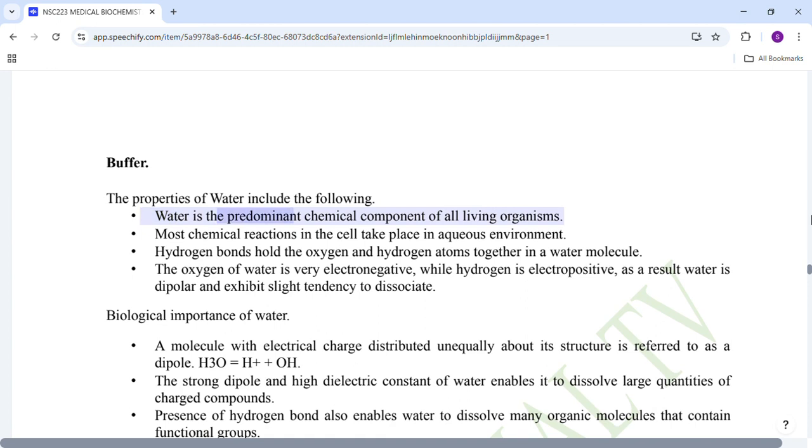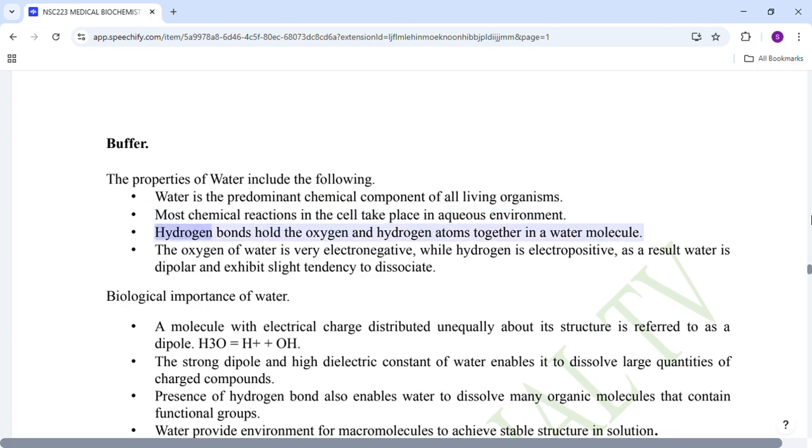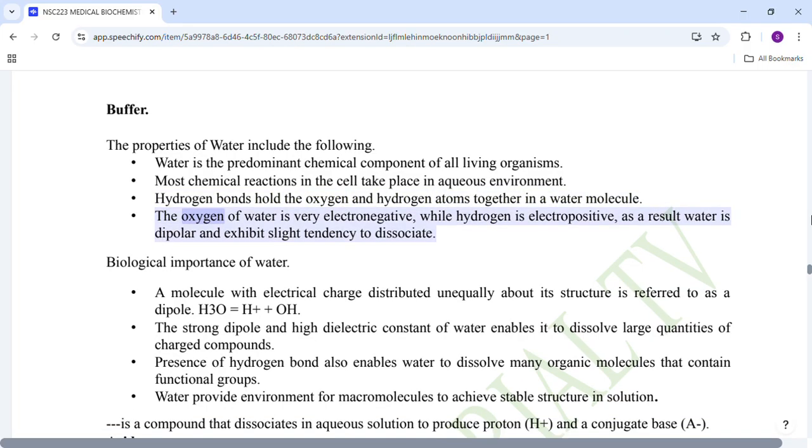Water is the predominant chemical component of all living organisms. Most chemical reactions in the cell take place in an aqueous environment. Hydrogen bonds hold the oxygen and hydrogen atoms together in a water molecule. The oxygen of water is very electronegative, while hydrogen is electropositive. As a result, water is dipolar and exhibits a slight tendency to dissociate.